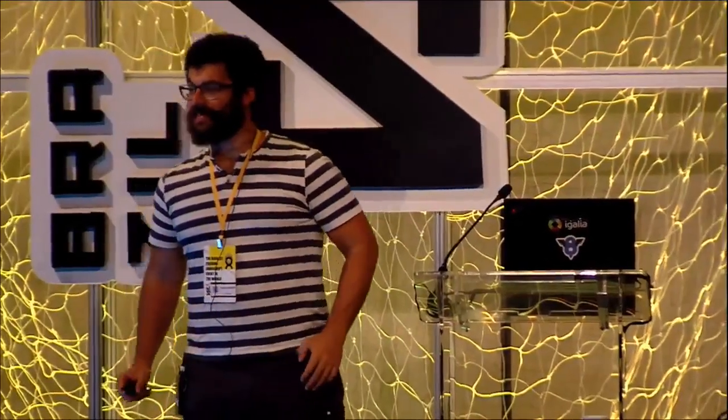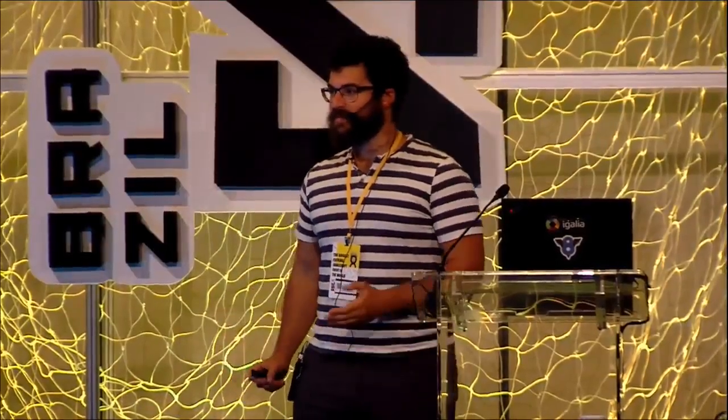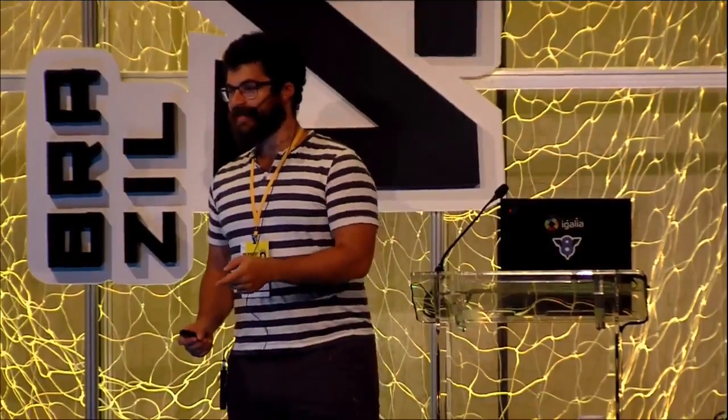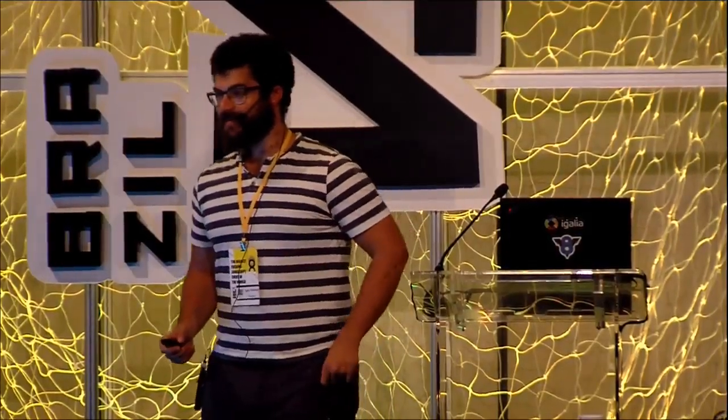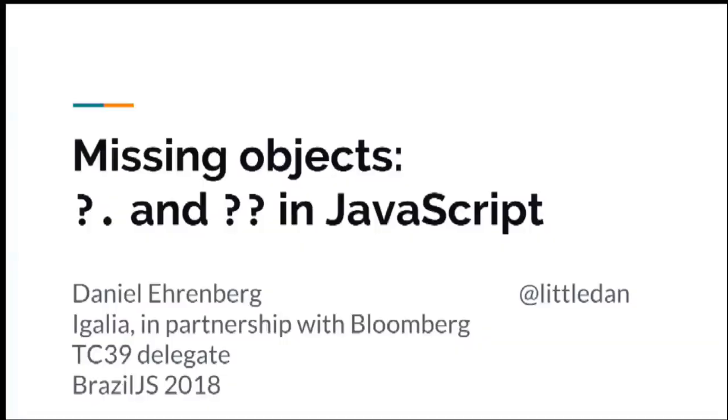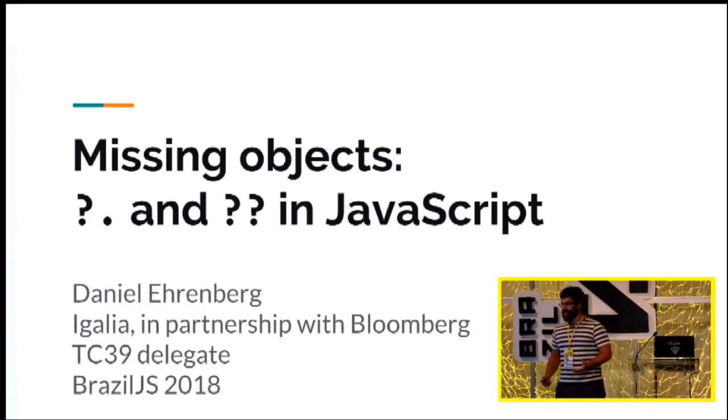Hi, I'm Daniel Ehrenberg, and I wanted to tell you about two new language feature proposals that are being developed for JavaScript. Optional chaining, this question mark dot, and nullish coalescing, question mark, question mark. Just a little bit about me. I work for a consultancy called Igalia, which is a cooperative, and we work on free software. And as part of our partnership with Bloomberg, I'm a delegate of TC39, the group that designs the JavaScript programming language, including new changes.